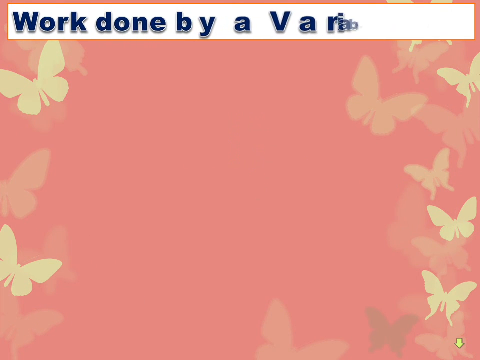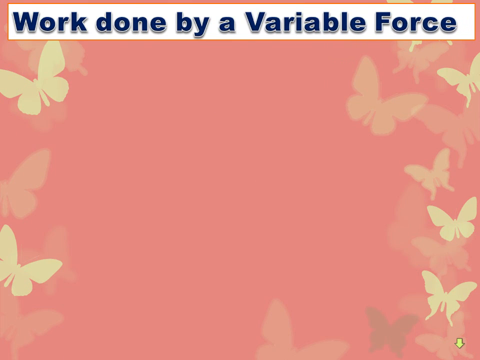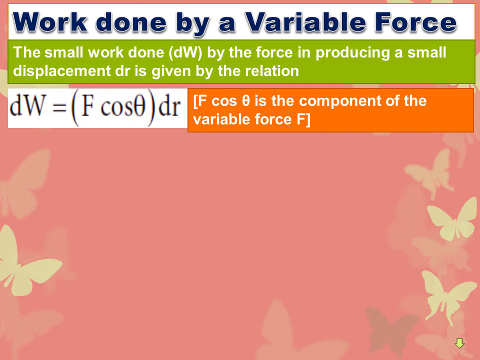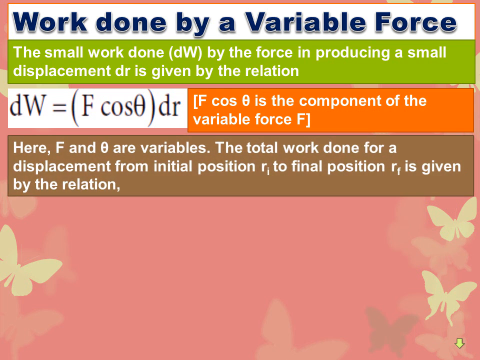Next one, work done by a variable force. When the component of a variable force F acts on a body, the small work done dW by the force in producing a small displacement dr is given by the relation dW is equal to F cos theta dr, and F cos theta is the component of the variable force that we already saw in the earlier slide. Here F and theta are variables.